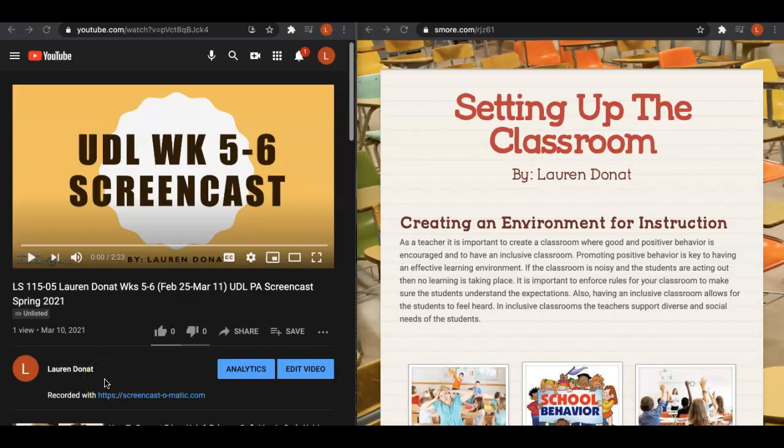The two UDL assignments that I want to go over are from my screencast and the s'more I did. So to get in a little bit more detail before I play the screencast video, it was from weeks 5 and 6, and we had to read an article from UDL Now, and so I just did a little presentation about that.